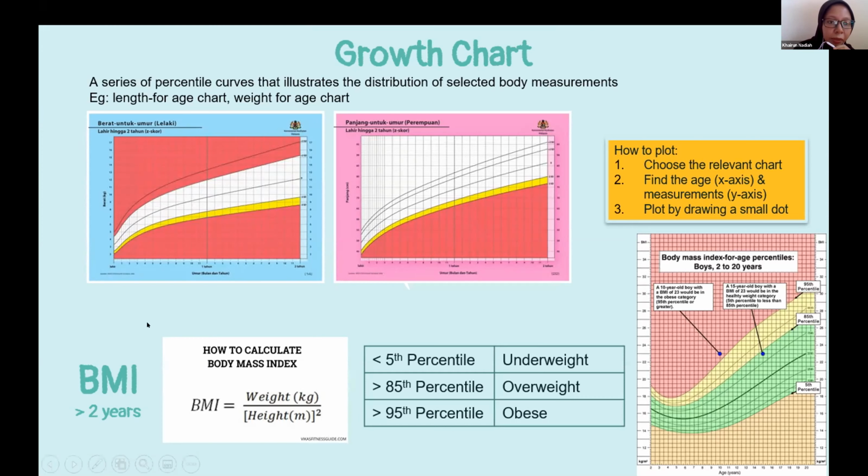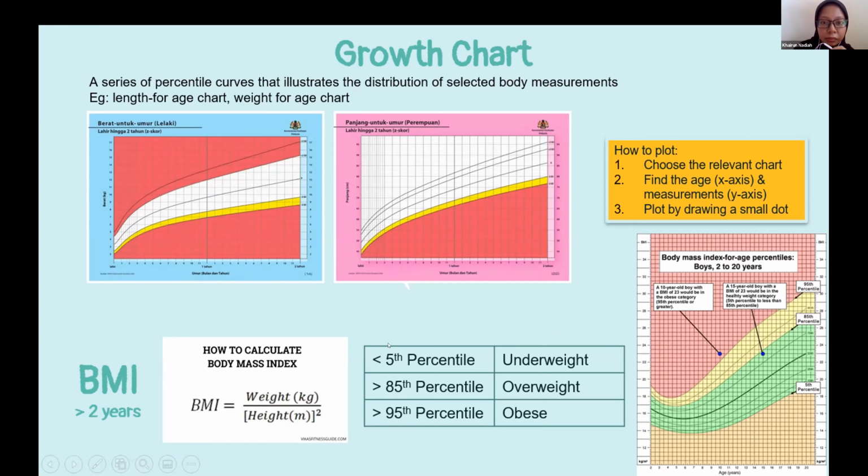And then I touch on the BMI. BMI is calculated in children 2 years old and above. And how to calculate? We use the formula: BMI equals the weight over the height squared. And then we plot on the BMI reference chart.